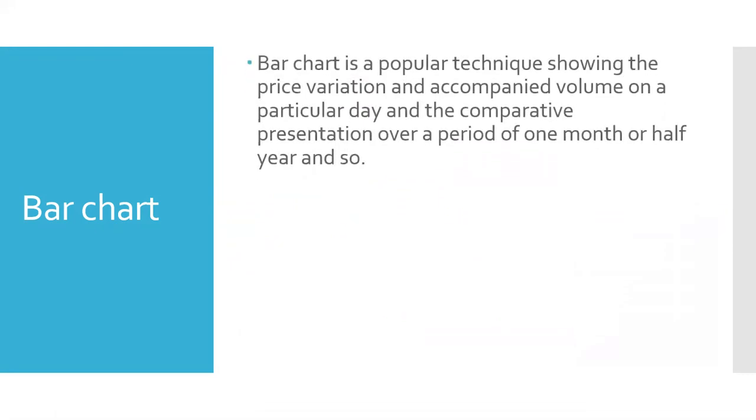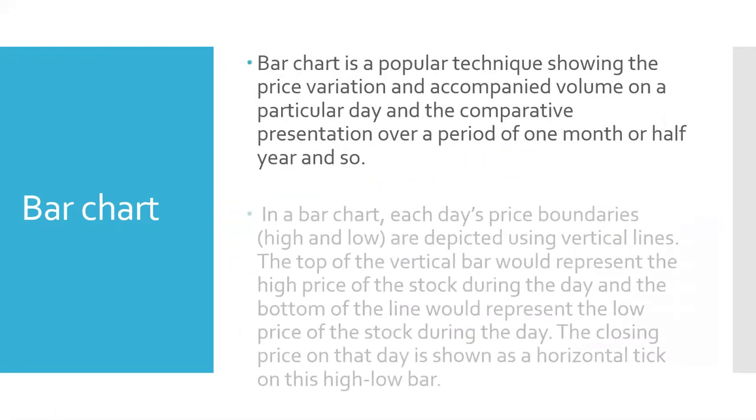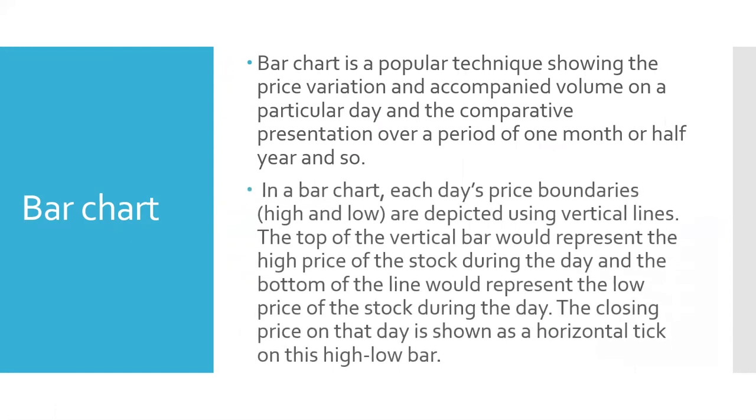Another chart which is used in the market is the bar chart. In a bar chart, information is depicted using vertical lines. This is also a very popular technique. Each day's price boundaries, that means high and low prices, are depicted using vertical lines. The top of the vertical bar represents the high price for the stock during the day, and the bottom of the line represents the low price of the stock during the day.